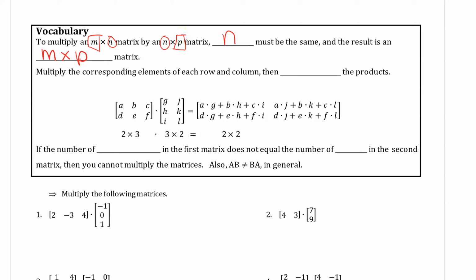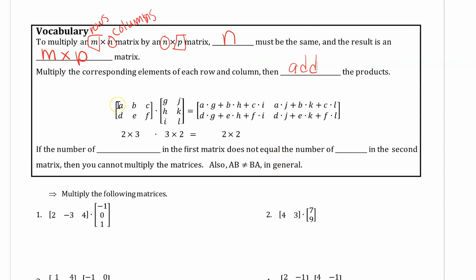Since this is rows and columns, the number of columns in the first matrix must match the number of rows in the second matrix in order to be able to multiply them. You multiply the corresponding elements in each row and column, then add the products. This graphic shows exactly what to multiply and where to put it.